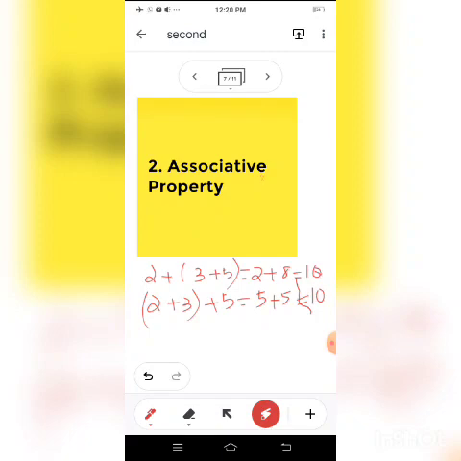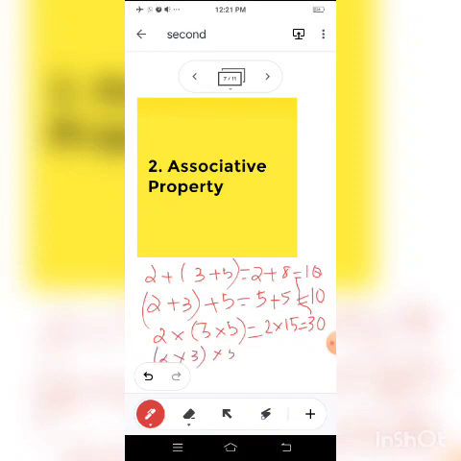This is true for multiplication also. Now let us check for multiplication. 2 into (3 into 5): 3 into 5 equals 15, and 2 into 15 equals 30. Now (2 into 3) into 5: 2 into 3 is 6, and 6 into 5 equals 30.